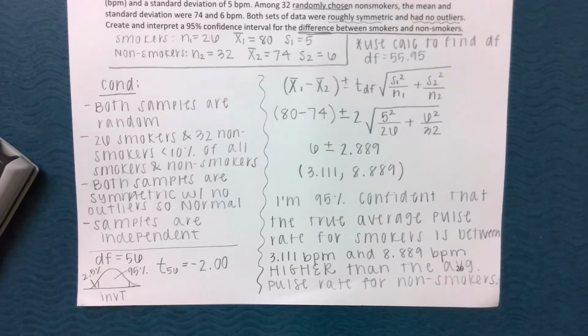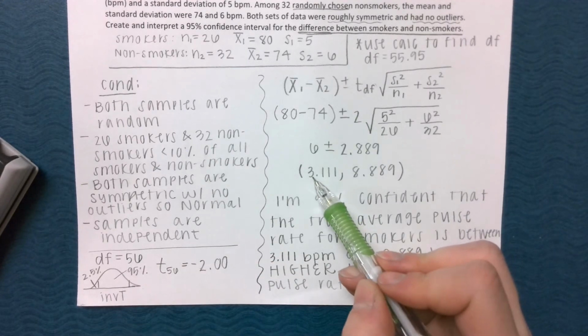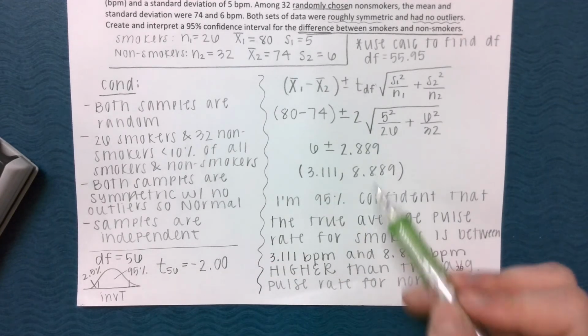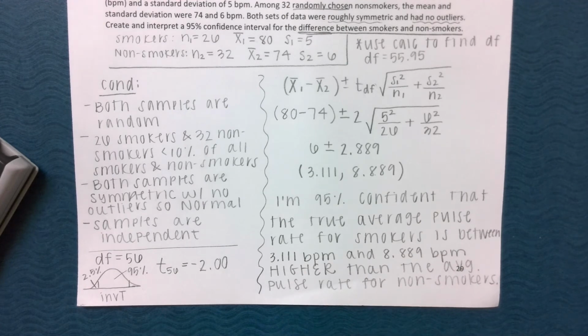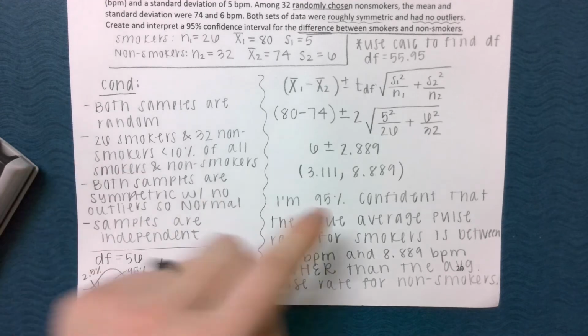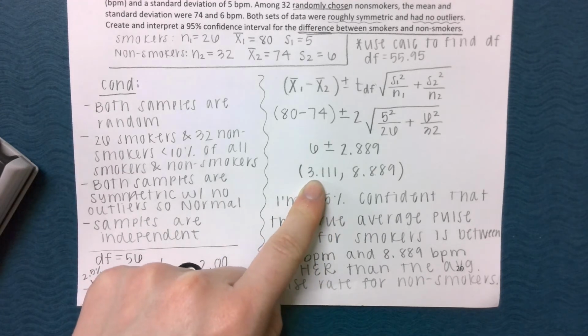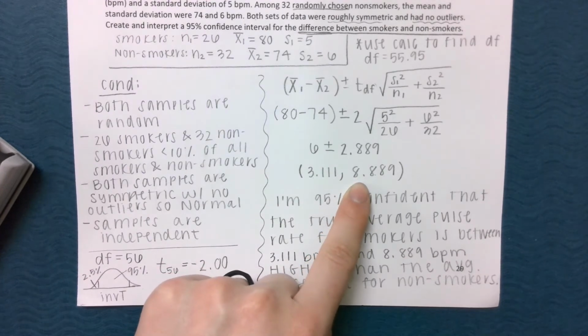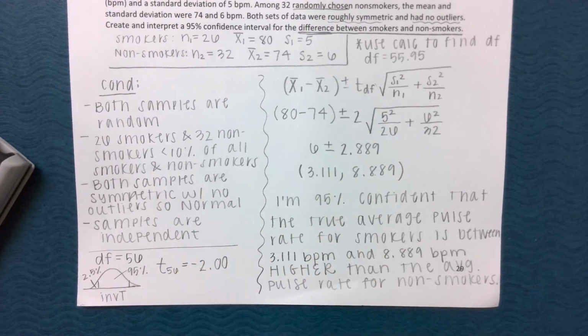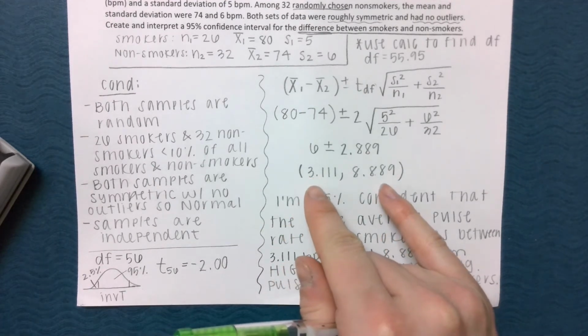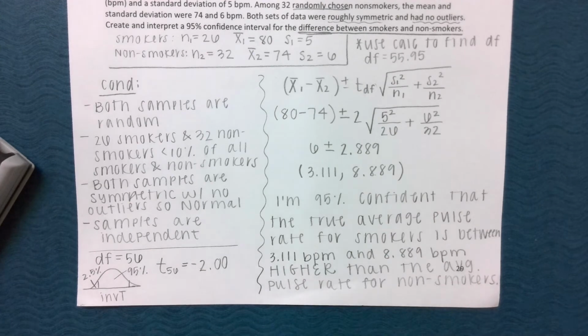When you go to write this conclusion, if you had one that was negative and one that was positive, you would say we're 95% confident that the average pulse rate for smokers is maybe 3.11 beats per minute lower and 8.89 beats per minute higher than your non-smokers. So it's possible that you have higher and lower, again, depending on whether both of them are positive, both of them are negative, or one positive, one negative.